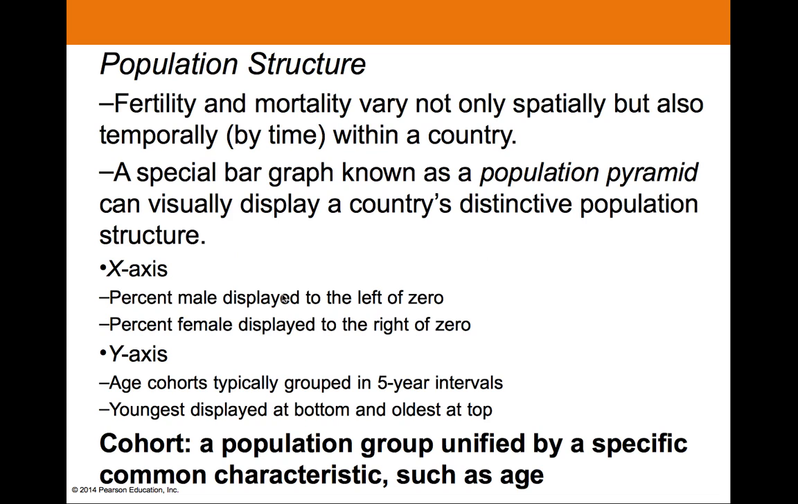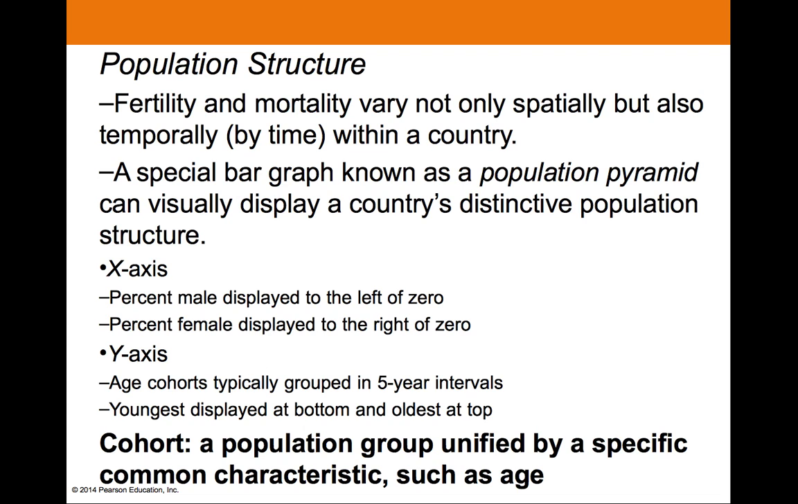Another thing that you should be familiar with from your reading or just from our earlier discussions is population structure. Fertility or births and mortality or death vary not only spatially but also temporally, or by time, within a country. And a population pyramid is very, very helpful to demographers and human geographers when they're trying to look at a country's population. So it's a special bar graph known as a population pyramid that can visually display a country's distinctive population structure. And when I say structure, I mean the basic buildup of that population.